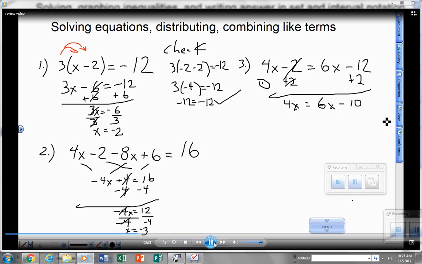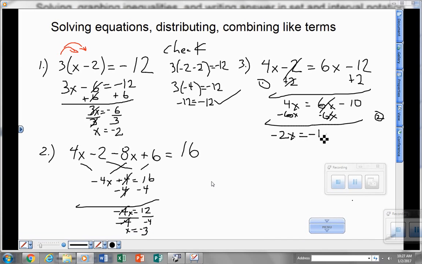Now I go to the right side and get rid of that 6x by subtracting it. So now I'm getting rid of that x term. I'm not doing any division yet. Get rid of that 6x, 6x. 4x minus 6x gives me negative 2x. So it follows the same rules for integers. Gives me equal to negative 10.